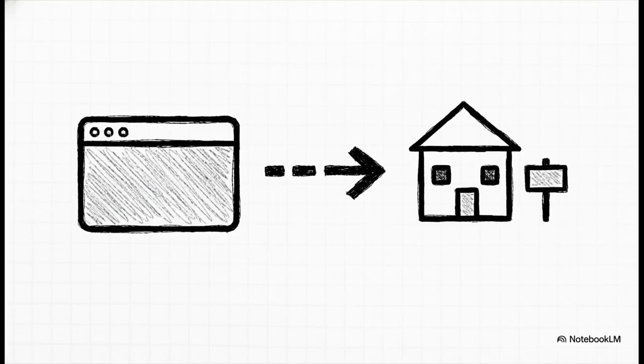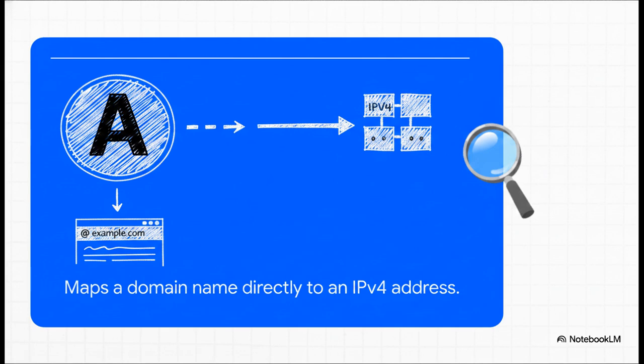First up, the most important, the most fundamental record of them all, the A record. If our DNS zone file is an address book entry, the A record is the actual street address. It gives the most direct answer to the question, where is this website located? The A in A record literally stands for address.